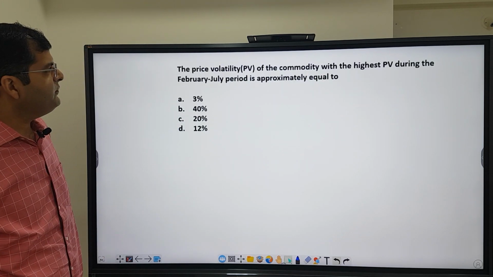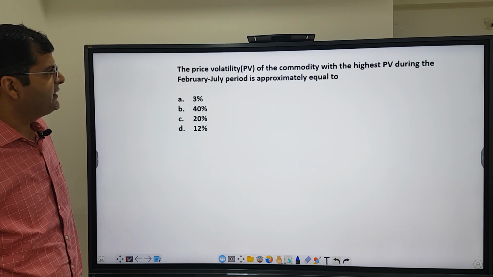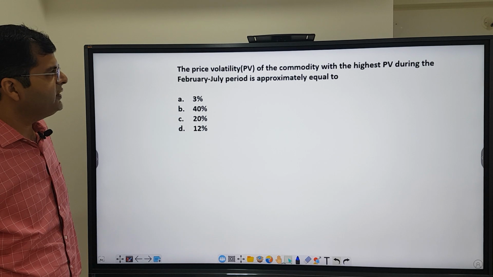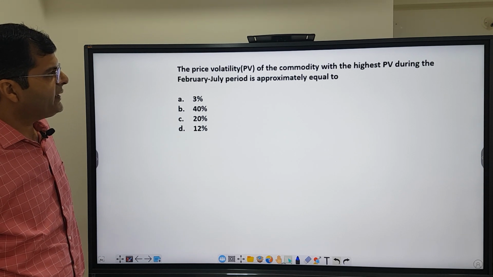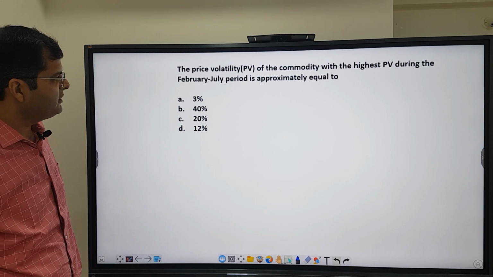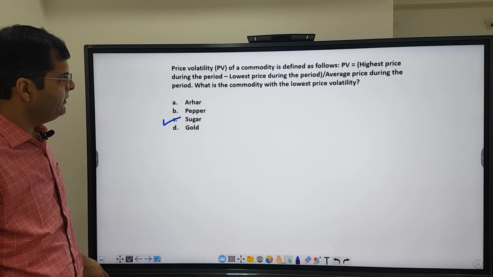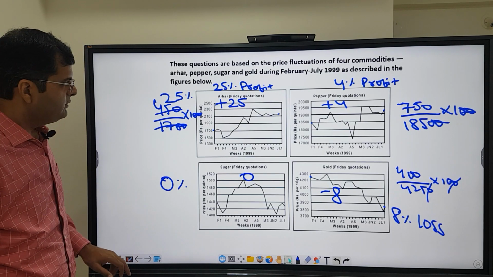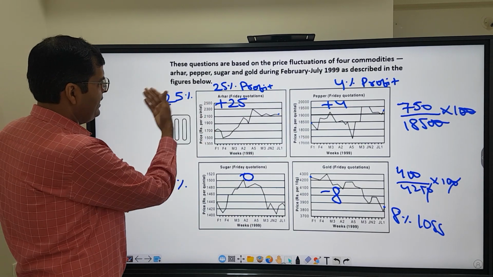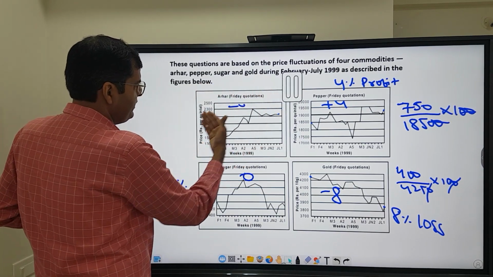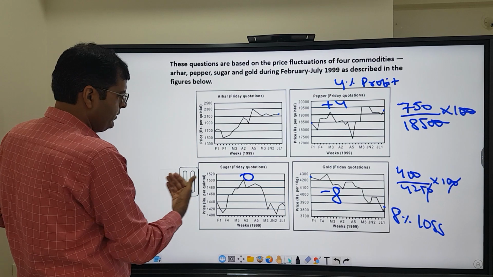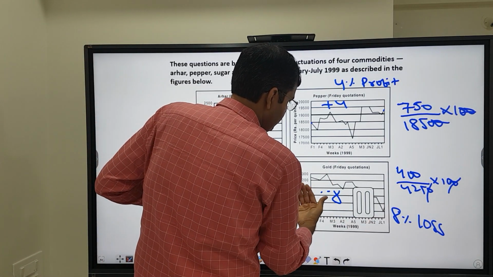Okay. So now this is the final question of this set. The question says the price volatility of the commodity with the highest price volatility during this period is approximately equal to. So we know that price volatility is highest minus lowest upon average. We actually calculated the price volatility almost when we compared, and we found that sugar had the lowest one. We will not even bother about calculating for sugar.